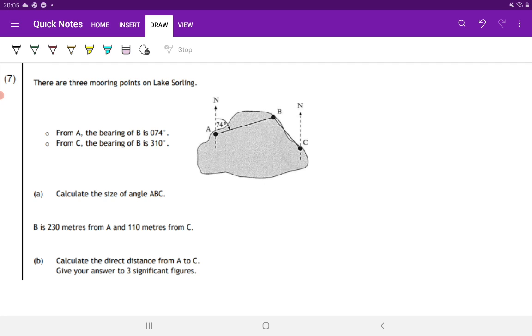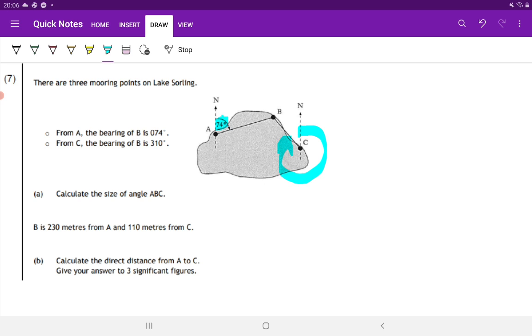So, the 3 mooring points on Lake Sorling: A, B and C. From A, the bearing of B is 74 degrees, so that's marked on. From C, the bearing of B is 310 degrees. Now that's not marked on. That, remember, is from here all the way around to here. That's going to be 310 degrees, and that may or may not need to get marked on at this point. We first of all have to find the size of angle ABC.